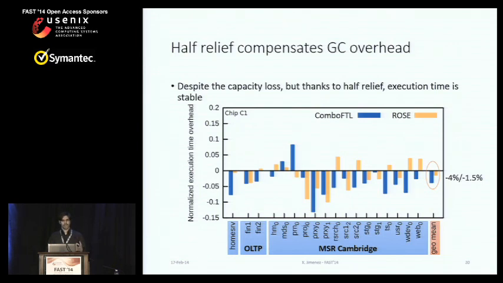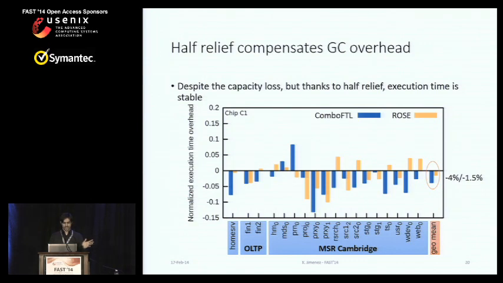So now let's look at the effect on the performance. As I said earlier, those two strategies will reduce the hot buffer capacity and increase the garbage collection frequency. But at the same time, we are using the half relief, which corresponds to this SLC mode that has better performance. So despite the capacity loss, and thanks to the half relief, the execution time stays quite stable, and most of the benchmarks actually report even better performance, so actually lower execution time.